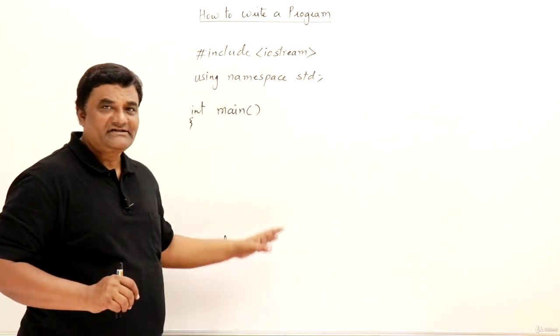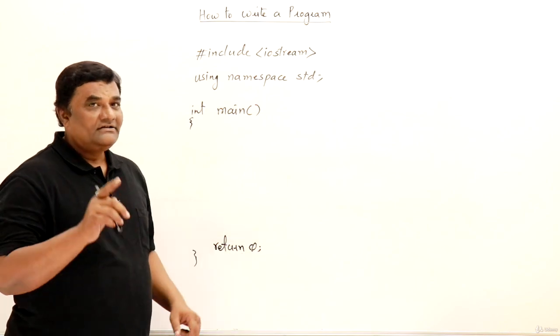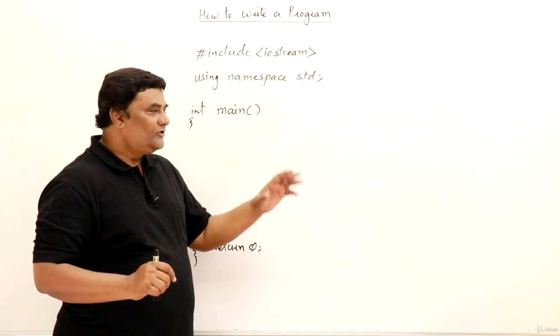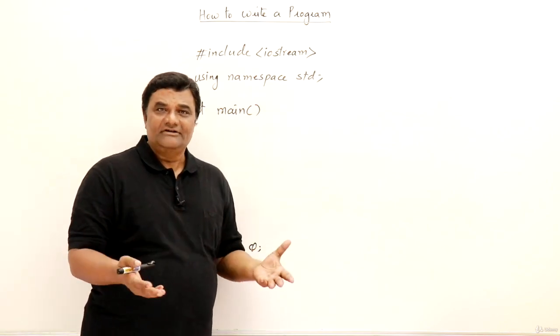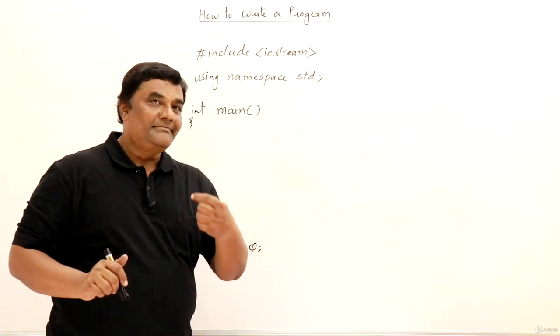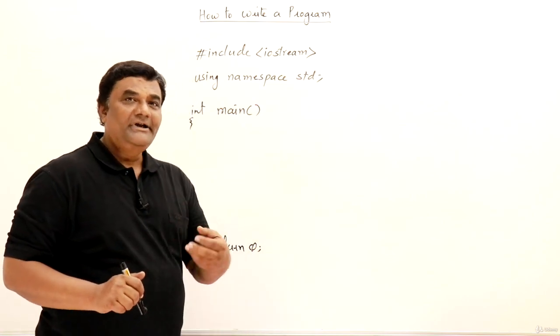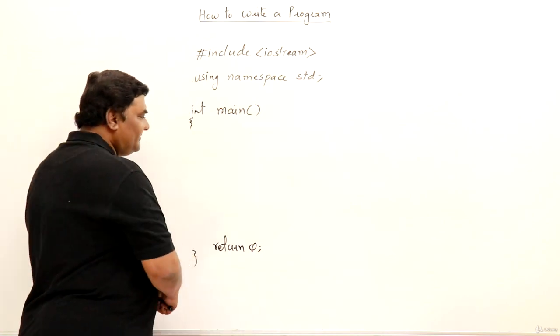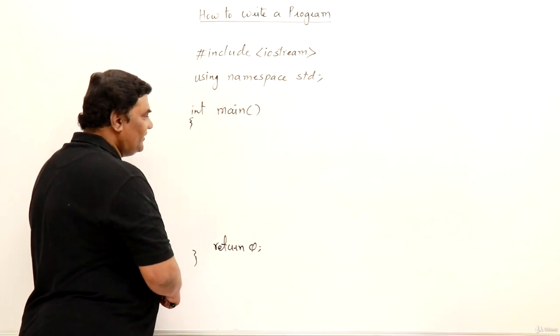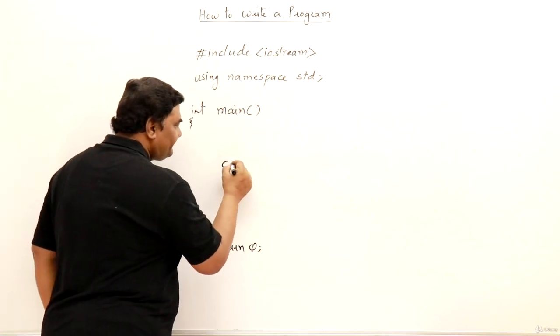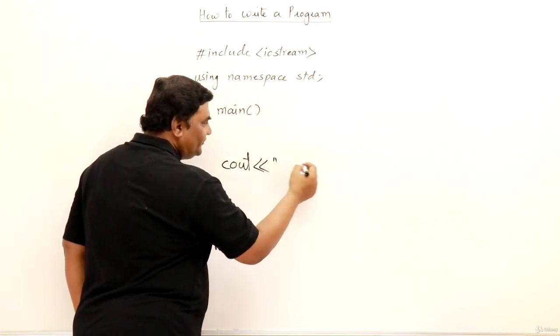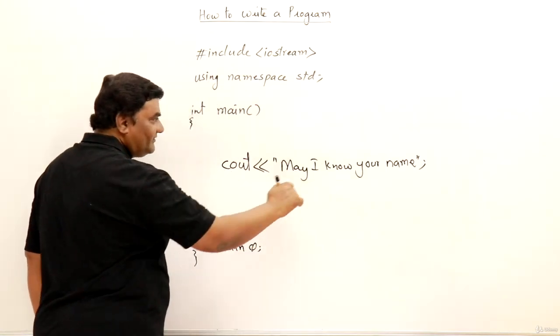So for this I have a skeleton ready available here. Now let us write down the steps. So I'm not showing flowchart, all these things. This is a simple one. So first thing, I have to give a message to you. So what is that? May I know your name? So for displaying a message on the screen, I should use cout. So cout, may I know your name? So this will appear on the screen.